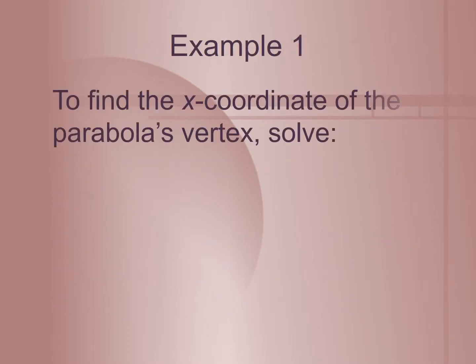So let's look at an example. We want to find the x-coordinate of the parabola's vertex and then graph. So for example number 1, our original function is g of x equals x minus 3 squared. In order to figure out the x-coordinate of the parabola's vertex, we need to set the inside of the square, the x minus 3, equal to 0, and then solve. So that means x is equal to 3. So the x-coordinate of the vertex is 3.